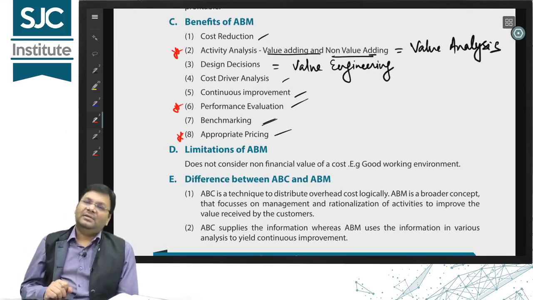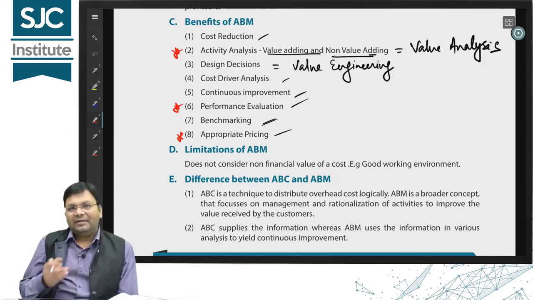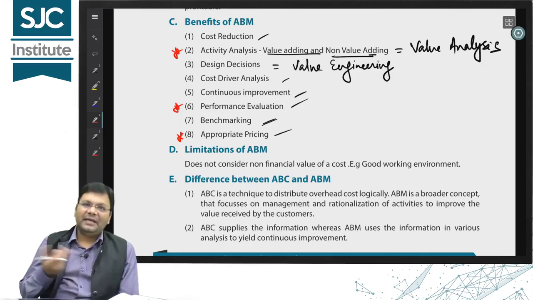For example, a good working environment. For example, a canteen in your company for your workers. You might say that when the canteen was not there, I was getting the same output. Now when the canteen is there, I am getting the same output from my workers. So after providing food to the workers, you have not seen any significant improvement in the efficiency of workers. So you now think this canteen is non-value adding, so you want to eliminate that.